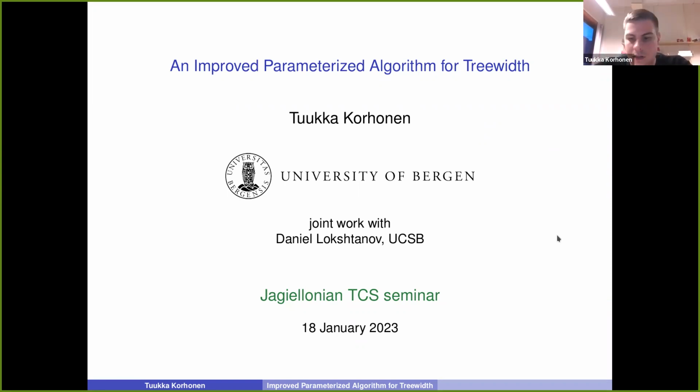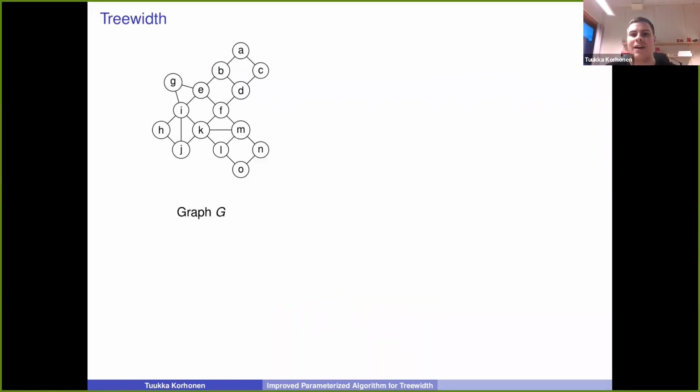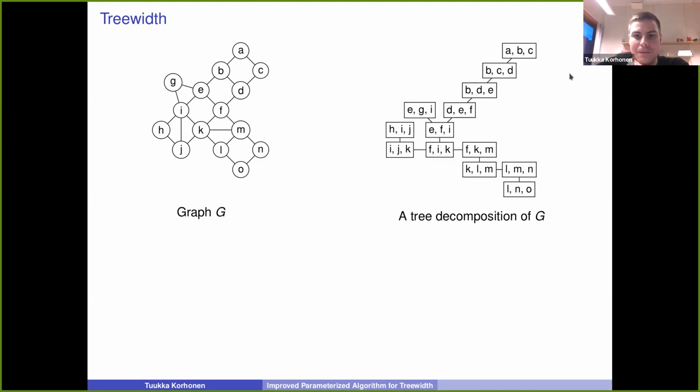Let's start. I'll start by just defining treewidth, but I looked at the past presentations in this seminar, and there were a lot of presentations about treewidth. So I think most of you know these definitions, but let me just say them to be on the same page. We have a graph G, and here's an example of a tree decomposition of the graph G. It's a tree where for every node of the tree we have some bag, which is a subset of vertices. To be a tree decomposition, it has to satisfy some properties.